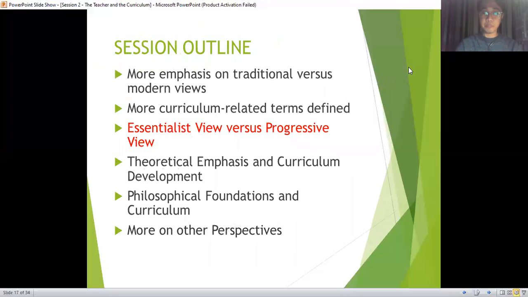Okay, next. We are now on the comparison between the essentialist view versus the progressive view. I've read in your answers last time using the Neo-LMS that you consider the essentialist view as the strict, rigid one, and the progressive view as the more flexible view of curriculum. We already mentioned that the essentialist view is the conventional view, while the progressive view refers to the modern view. So let's now have a deeper comparison and understanding of essentialism and progressivism.